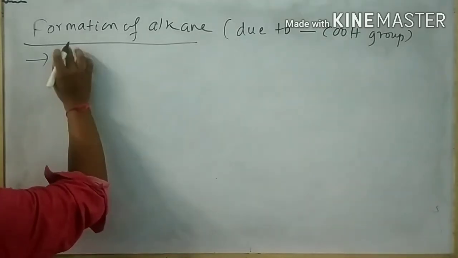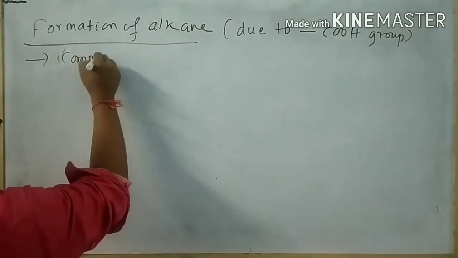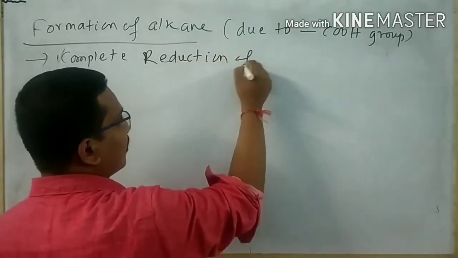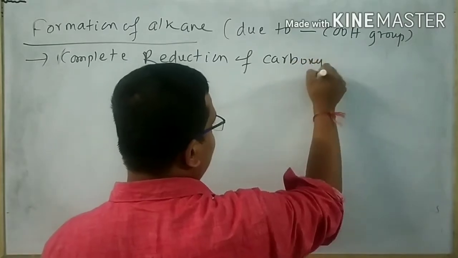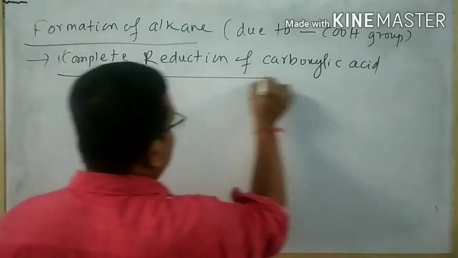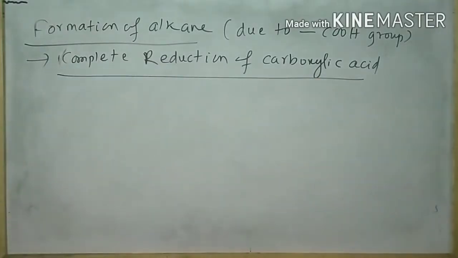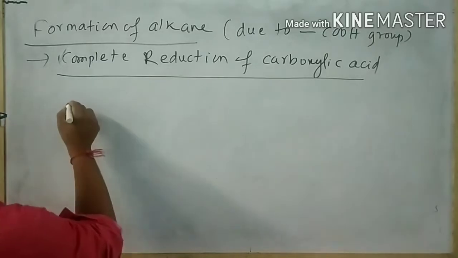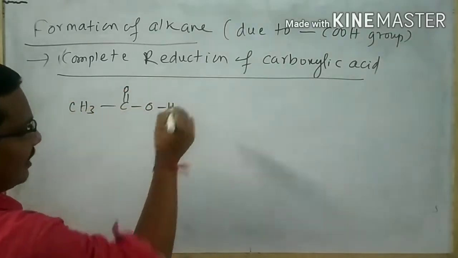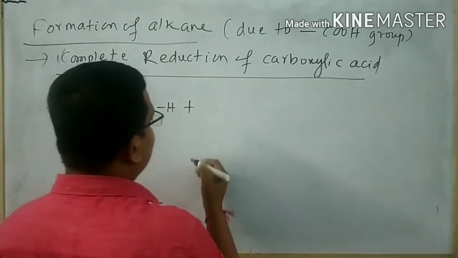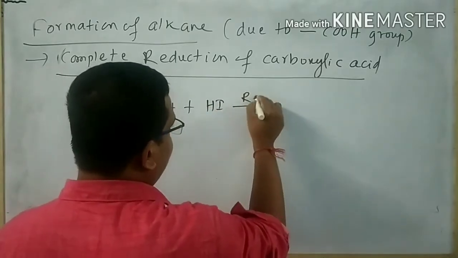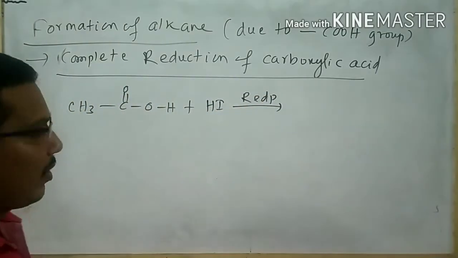That is the complete reduction of carboxylic acid. When a carboxylic acid, take the example of acetic acid, is subjected to reduction with HI in the presence of red phosphorus, then an alkane is formed.